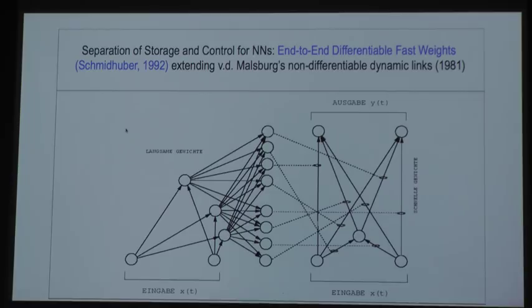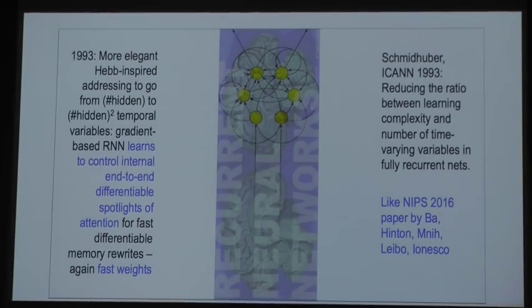As soon as you have a network that is changing the weights of another network, you can recursively apply it to itself. And then I had a bunch of papers along these lines. One of them in 1993, where a better way of addressing the internal connections was proposed, a recurrent network that uses internal attention to quickly associate patterns with other patterns through fast weights, and the whole thing end-to-end differentiable. And a very similar paper is presented at this NIPS conference by Ba and Hinton. So have a look at this one.